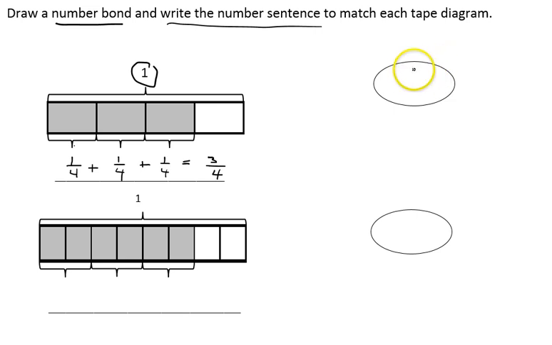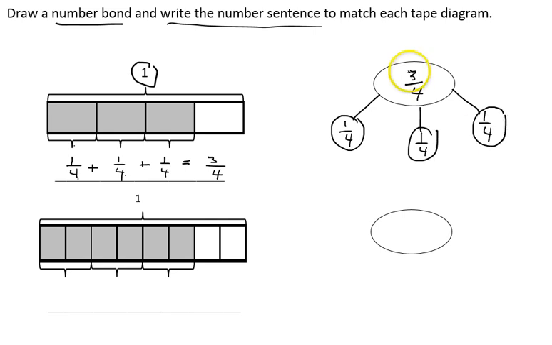In the number bond, the whole fraction will go in the center, and then we'll decompose that fraction to show each part of the number sentence. So if I go back to my number sentence, I have 1/4 plus 1/4 plus 1/4. That means I'll break the fraction in the number bond into 1/4, 1/4, and 1/4. I have a number bond that now matches the picture and the number sentence.